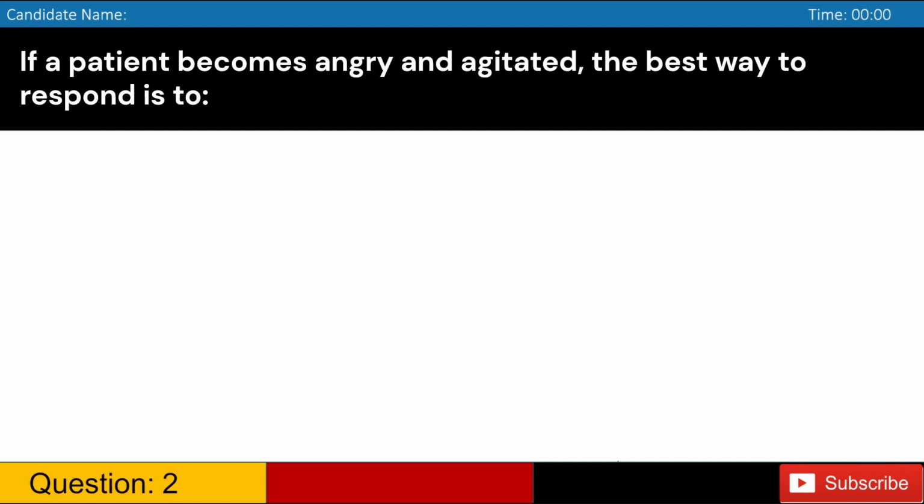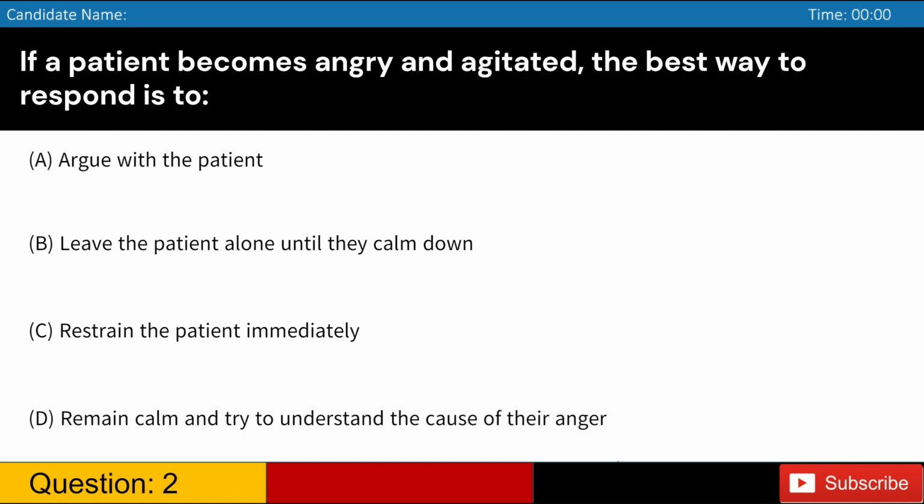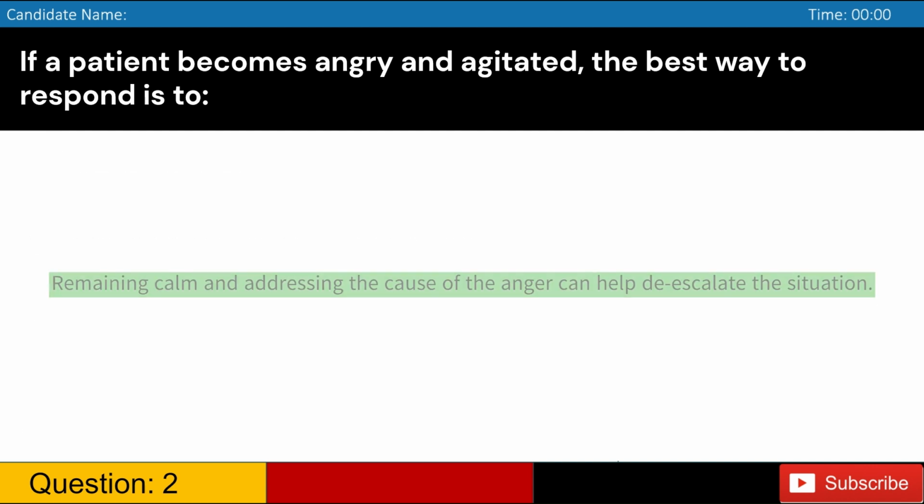If a patient becomes angry and agitated, the best way to respond is to: A. Argue with the patient. B. Leave the patient alone until they calm down. C. Restrain the patient immediately. D. Remain calm and try to understand the cause of their anger. Answer D. Remaining calm and addressing the cause of the anger can help de-escalate the situation.